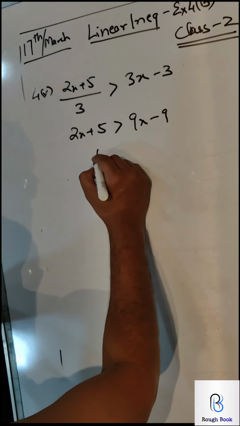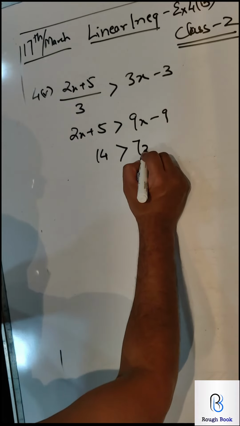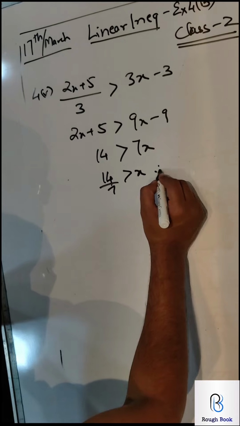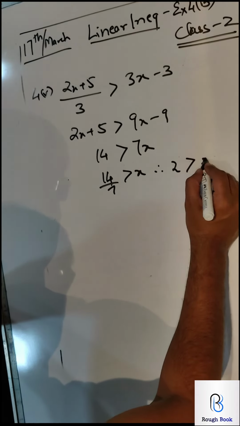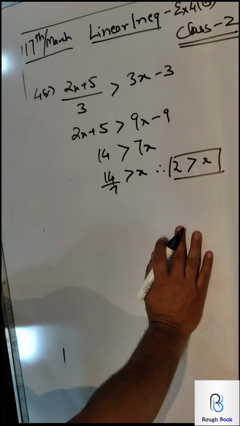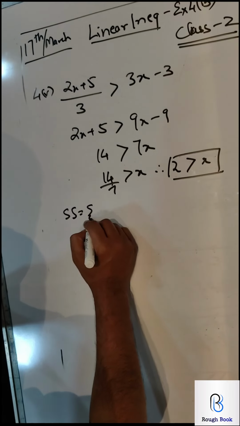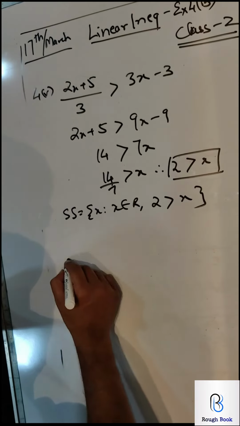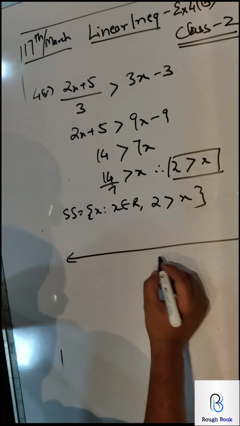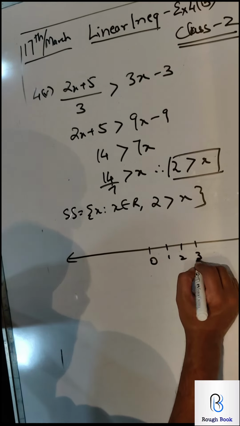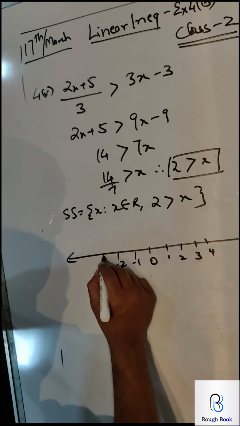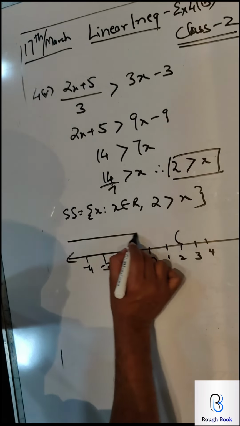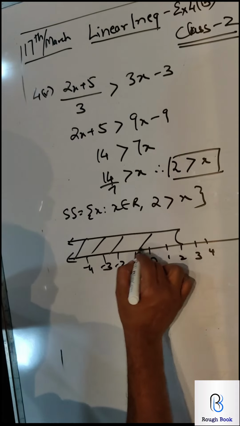So 9 comes here, becomes 14, and 2 goes over there, becomes 7. 14 by 7. So therefore my 2 is greater than x, is what we straight away get. So solution set again, x where x belongs to R and 2 greater than x. So x is basically smaller than 2. So everything that is smaller than 2 will be included. So 2 is not inclusive, and everything that is smaller than 2 is included till infinity.